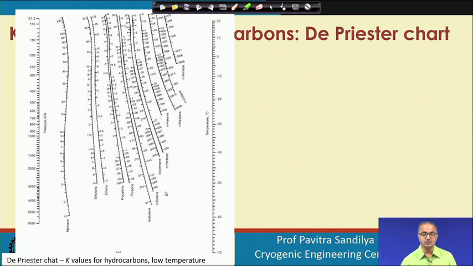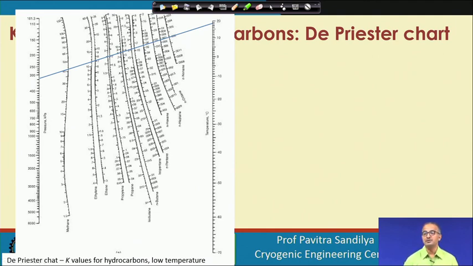Now, if we want to find out the K value for any one of these components, we have to first locate the temperature on this axis and the pressure on this axis. Suppose we take this particular temperature and this particular pressure, we simply join these 2 points and we choose whichever component we want to know the K value for. Suppose I want to know for methane, I just simply read out the value from here, that will be the K value of methane for this temperature and this particular pressure. So, this is quite straightforward and very easy to use.